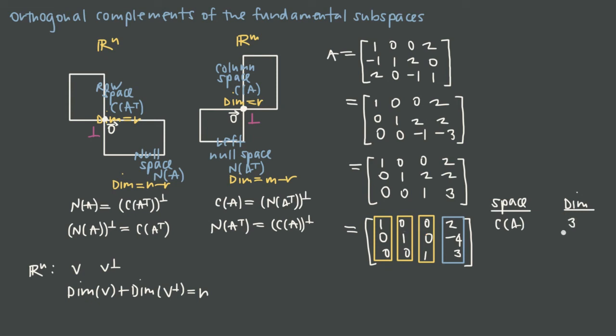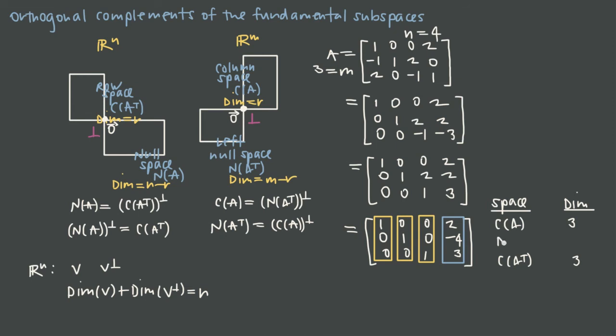So the rank is 3, the dimension of the column space is 3. We know also that the dimension of the row space is 3. So the column space of A transpose, the row space, its dimension is also 3. Then we know that A is an m by n matrix, right? It's an m rows by n columns matrix. So m is 3 rows, n is 4 columns.